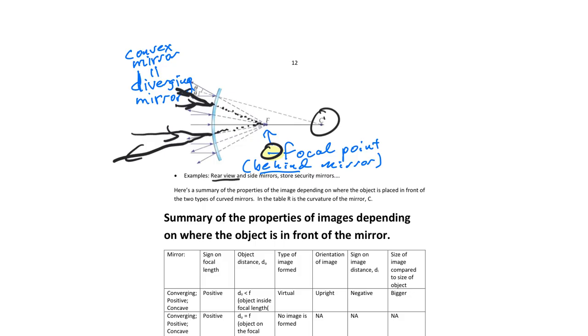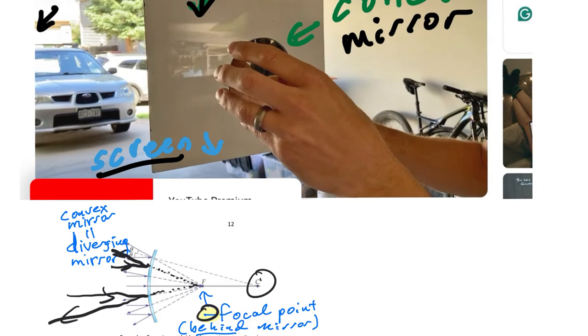Okay, your rear view mirror is like this. Also, the driver's side mirror is like that. Okay, the images are always upright and smaller. Okay, your left driver mirror, left side of the car, is just a plain mirror. The objects are not smaller, but they're still upright in a plain mirror.